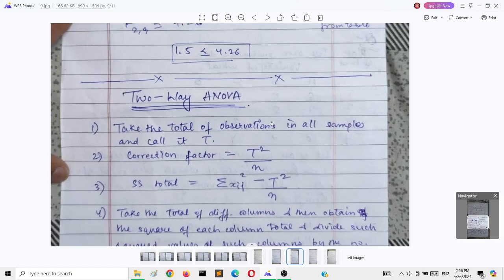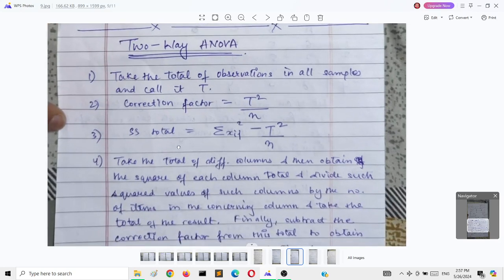This was the case when only one factor is considered. Now we'll also consider two factors, so we'll use the two-way ANOVA. The two-way ANOVA is as follows.